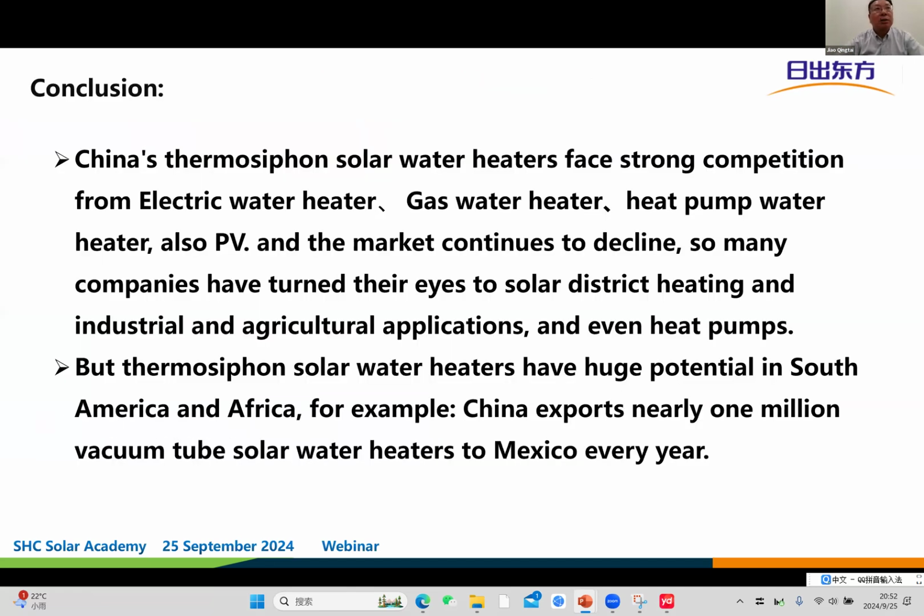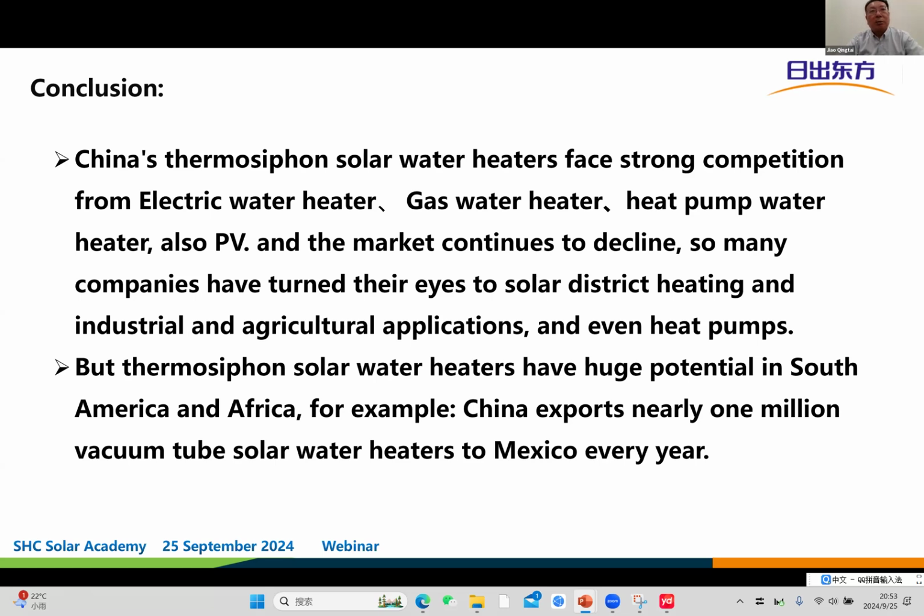In conclusion, Chinese thermosyphon solar water heaters face strong competition from electric water heaters, gas water heaters, heat pump water heaters, and also PV. And the market continues to decline, but so many companies have turned their eyes to solar district heating, industry and agriculture applications, and even heat pumps.